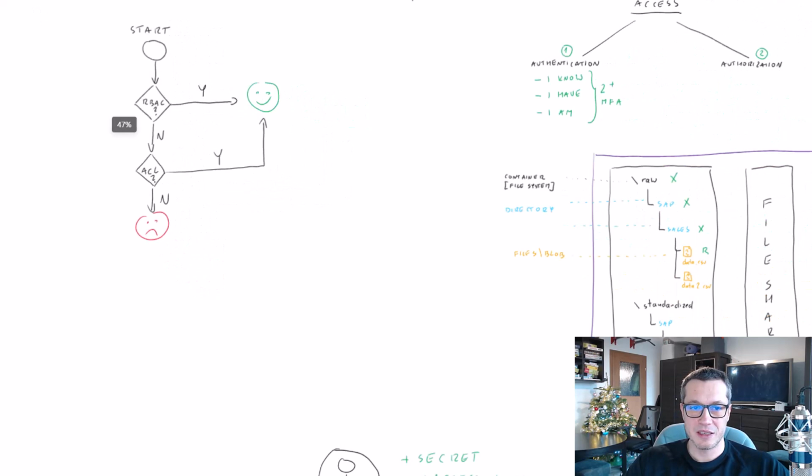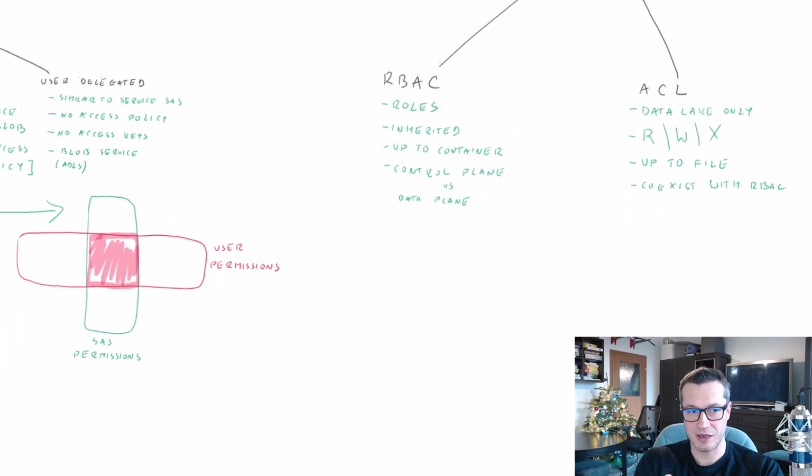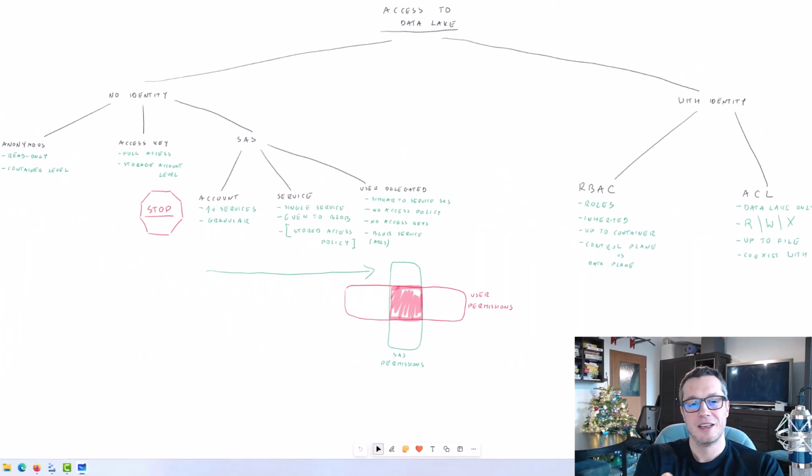All right, and basically that was it. So we covered those various methods we could use to connect to a data lake. We've got the ones that don't contain the identity, like anonymous access, access keys, and various types of SAS tokens. And we had those two that contain the identity, like RBAC and ACLs.